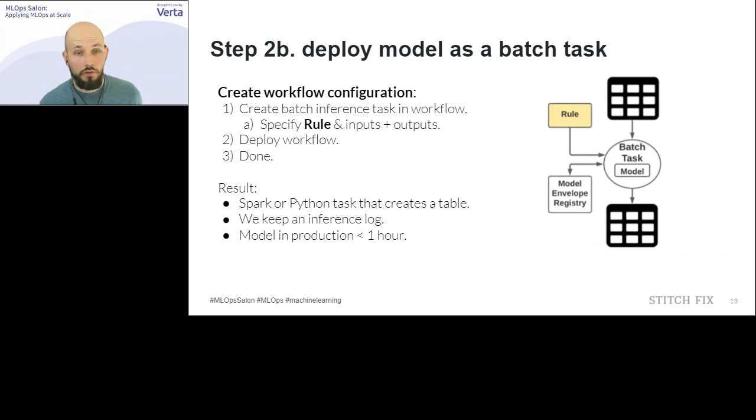If they want to deploy things as a batch task, we have a batch workflow system, and we have a node that they would add into the workflow. Along with this node, they would specify, again, the same set of rules as to what model should be picked to be exercised. And then they're providing the right inputs that are required to exercise things. So this batch task takes care of ensuring that the model can run on Spark or a simple Python task. We keep an inference log if people need to know who's using their models. And again, they can be in production in under an hour.